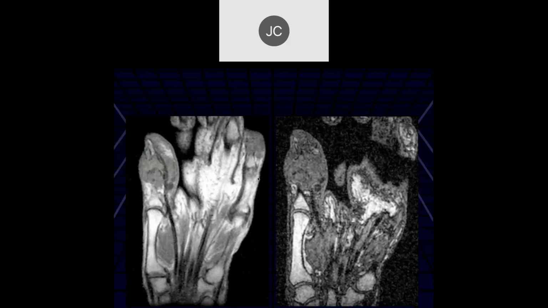Gout is one of the conditions that's often not thought about, especially if it's in an atypical location and not the great toe or something. You can see a lot of destruction, so a lot of people will often go immediately to a tumor or metastatic disease, when if you look carefully, you can often make the diagnosis correctly of gout and send people in the correct direction for their workup.